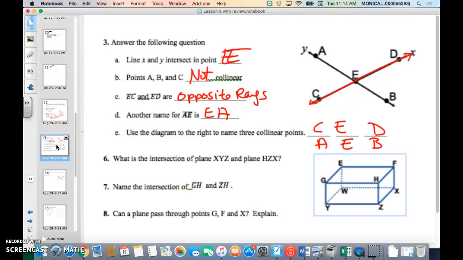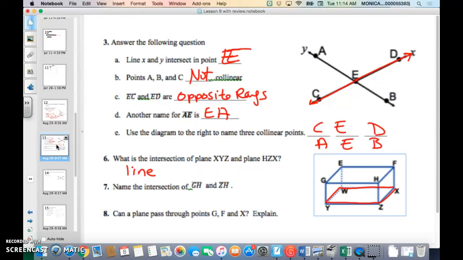All right, now we're going to look at this. What is the intersection of a plane? So you've got 2 planes. Remember, a plane is labeled with 3 letters. 2 planes intersect at a line. So we know it's going to be a line. So let's go ahead and trace X, Y, Z. So X, Y, Z is this right here.